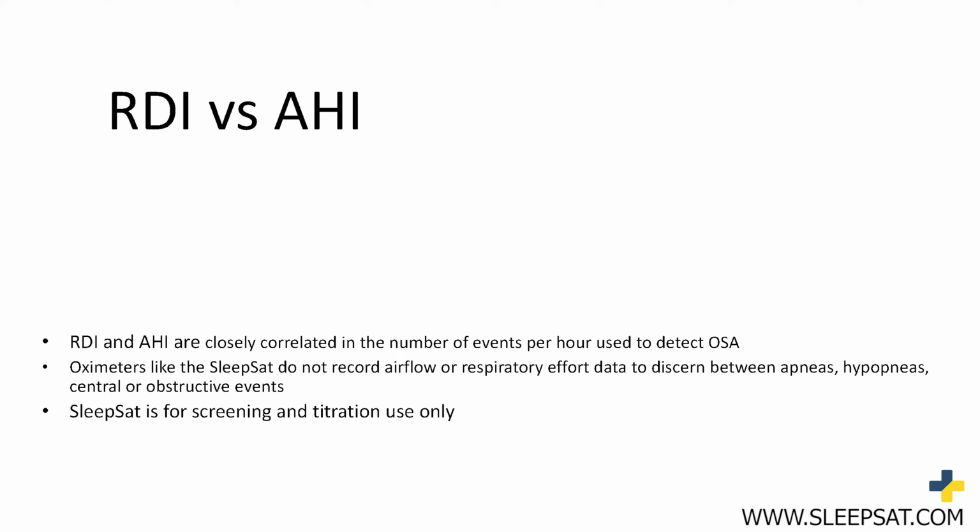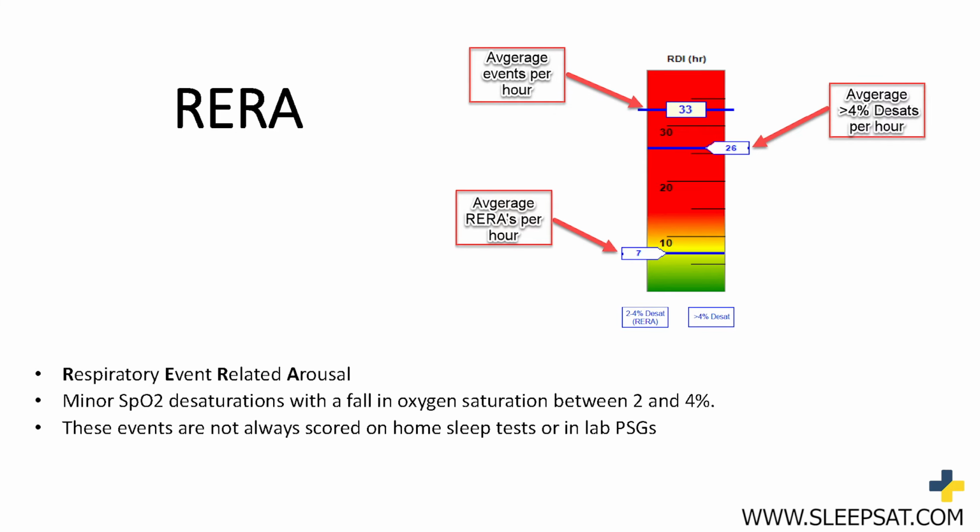It's important to understand that the RDI reported in SatScreen is different than the AHI scored in a sleep lab or on a home sleep test. While the two indexes are closely correlated in the number of events per hour used to detect OSA, oximeters like the SleepSat do not record airflow or respiratory effort data to discern between apneas, hypopneas, central, or obstructive events. This is why our device is for screening and titration only, and diagnoses should be sought through a home sleep test or in-lab PSG. We will start breaking down the RDI graph with RERAs, or respiratory event-related arousals.